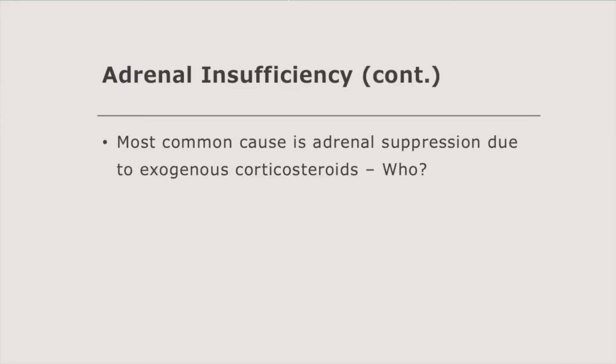So the most common cause of adrenal insufficiency, we're not gonna go into every different cause of it for the purposes of this talk, but the most common cause is adrenal suppression due to exogenous corticosteroids. So who is at risk for adrenal insufficiency from exogenous corticosteroids? How much for how long? 20 for greater than a month or so. Yeah, so most commonly it's folks on prednisone more than 20 for more than a few weeks. That's like most common.